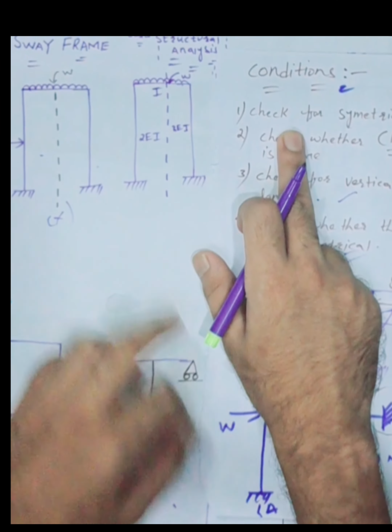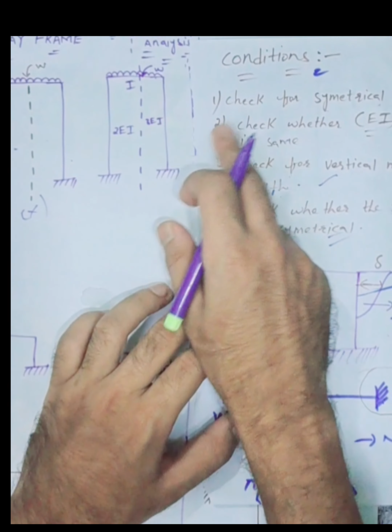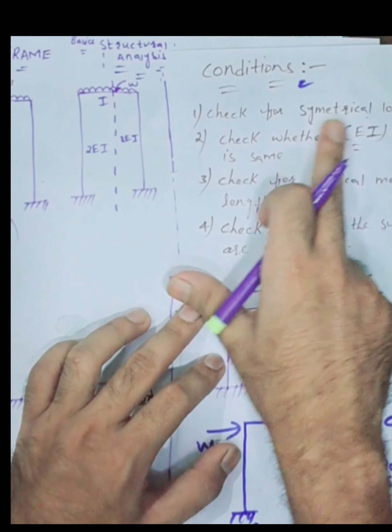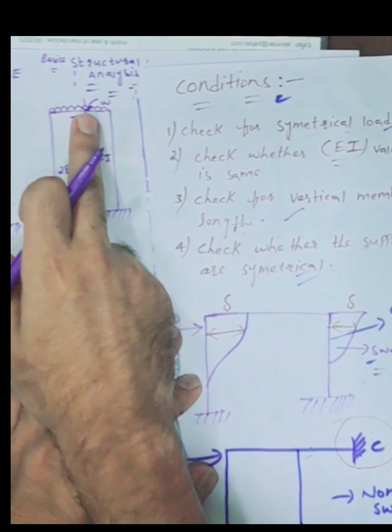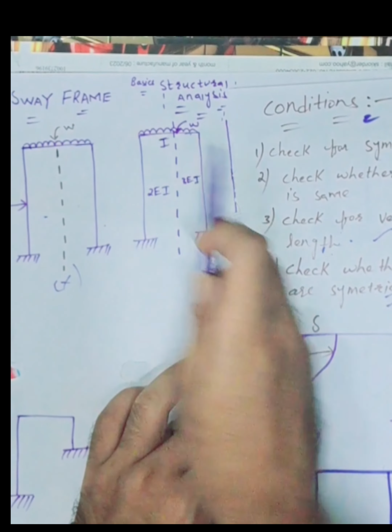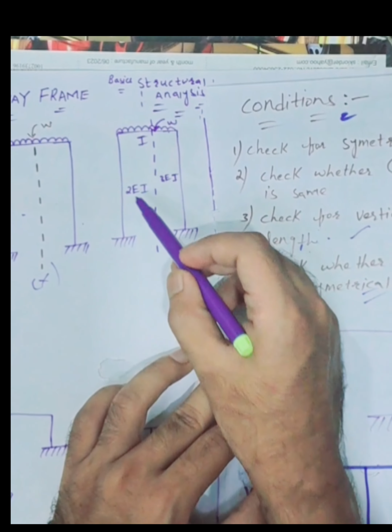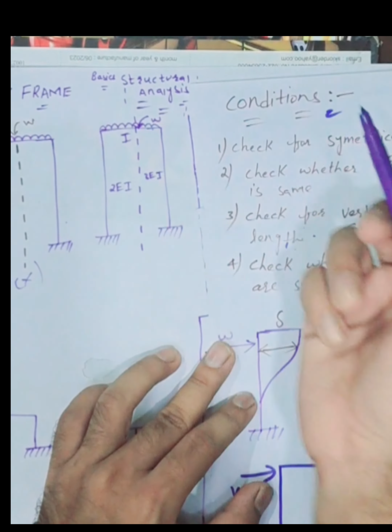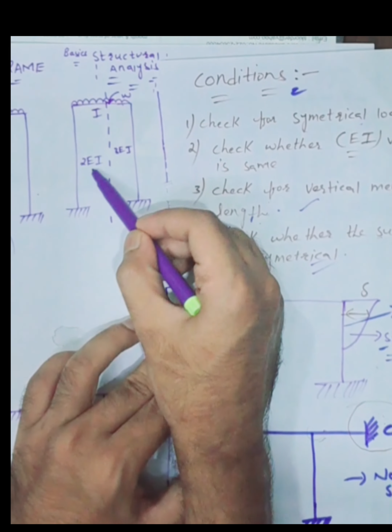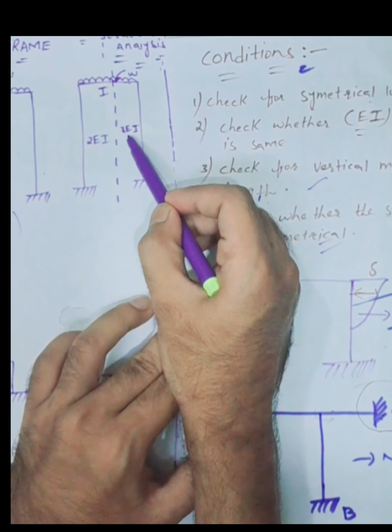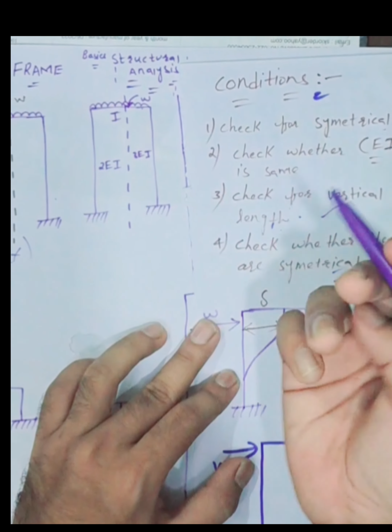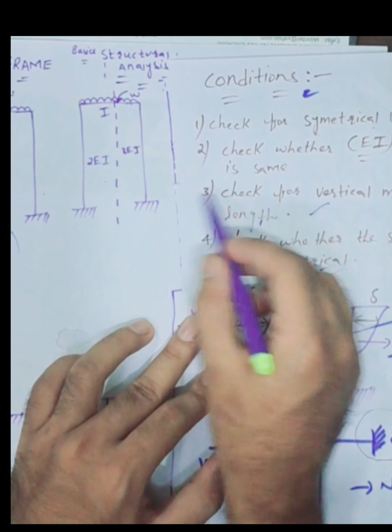Okay, for this frame, let us check the conditions. Check for symmetrical loading. Okay, symmetrical loading is there. Check whether EI value is same. 2EI, 3EI. No, the value is not same, because here 2EI is mentioned, here 3EI is mentioned, and here I is mentioned. So it is not satisfying the condition.